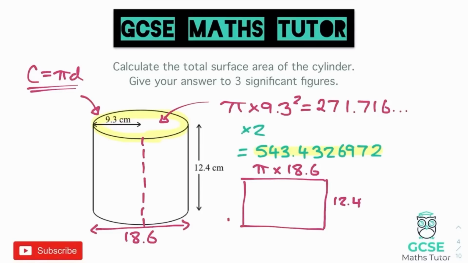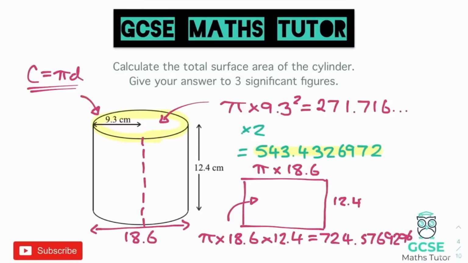So to get the area of the rectangle, that's nice and easy, it's just length times width. So if the length is pi times 18.6 and the width is 12.4, if we multiply those all together, let's see what we get. Pi times 18.6 times 12.4, and that gives us a final answer of 724.576. And what else have we got?